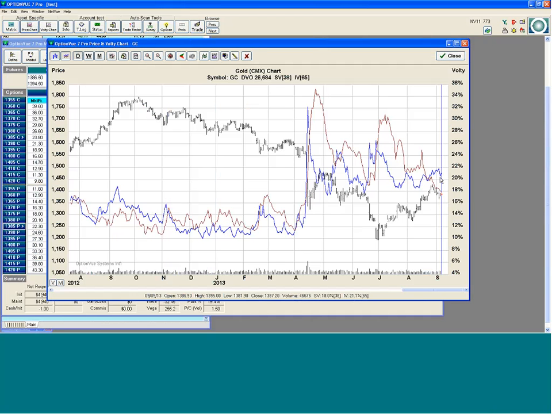Just yesterday, it was 20.5%. The day before, it was 21.8%, and so on. You can see that it was as low as 18.5% on August 14th. So implied volatility on gold options fluctuates just like the price of the gold futures contract fluctuates. And this blue line is a composite reading of all of the strike prices, puts and calls averaged together.